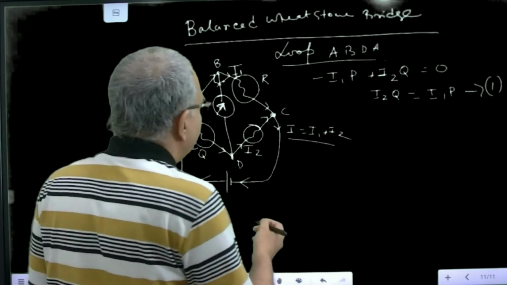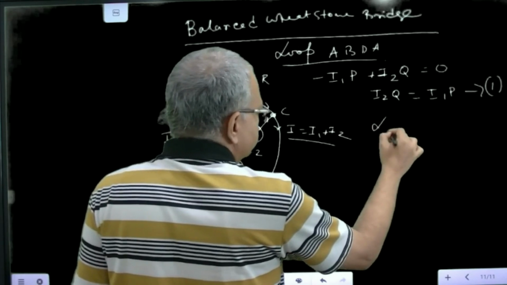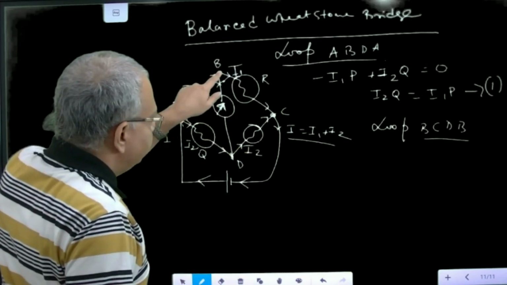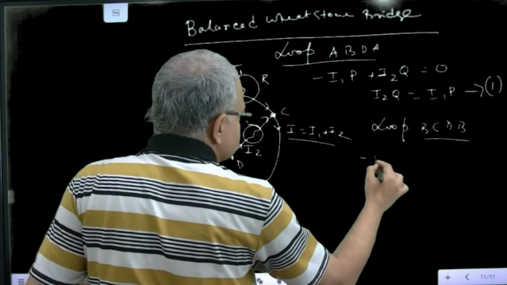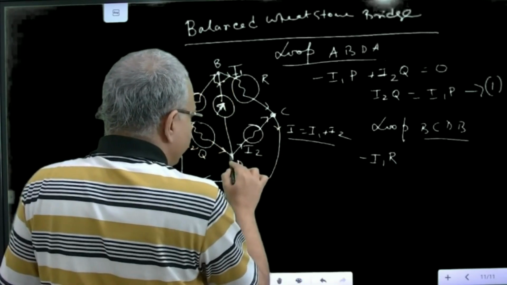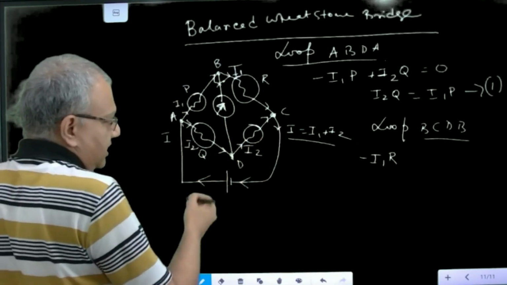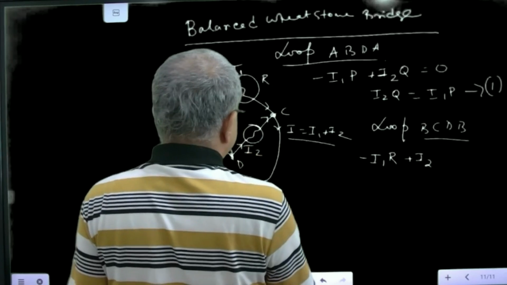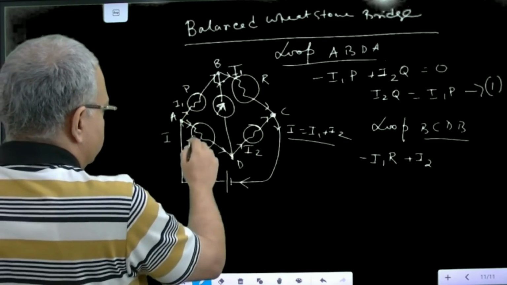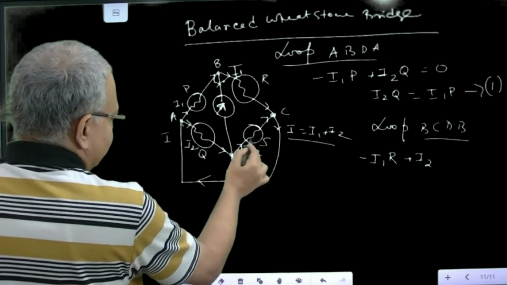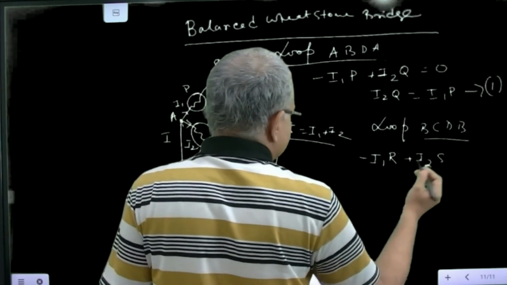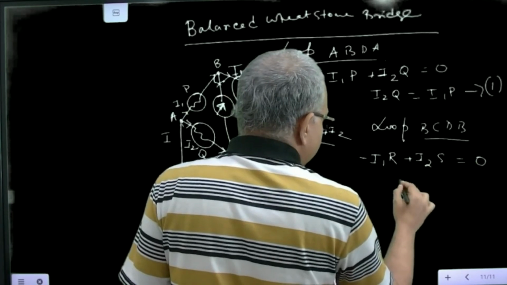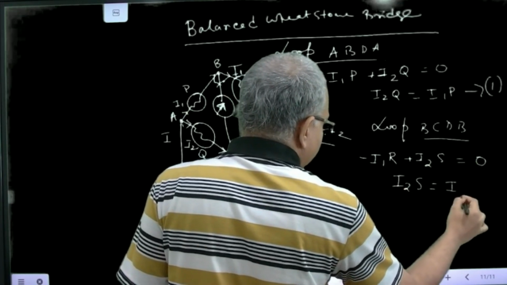Now, for the second loop, the loop BCDB, I'm going to move from B to C. B to C, minus I1 into R. C to D, in the opposite direction of the current, plus I2 into S. And again at D, there is no current, therefore it is equal to 0. I2 into S is I1 into R.